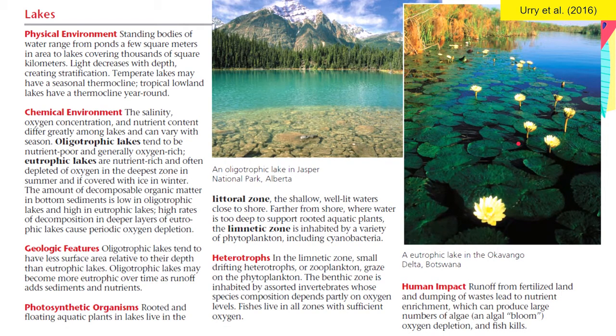So those algae found under can no longer perform photosynthesis. So this one is an oligotrophic lake. So it has very low nutrients, but very rich in oxygen.